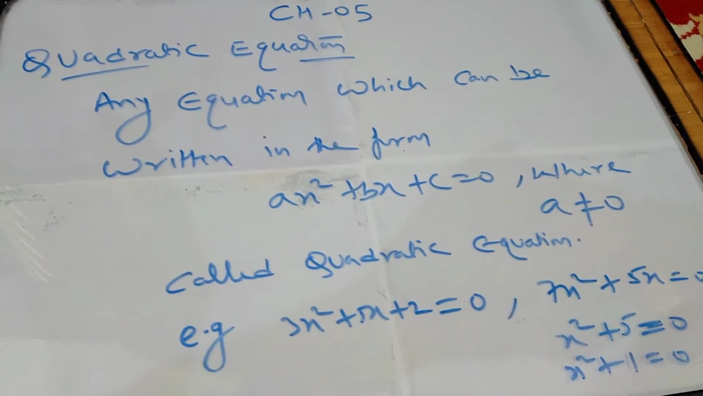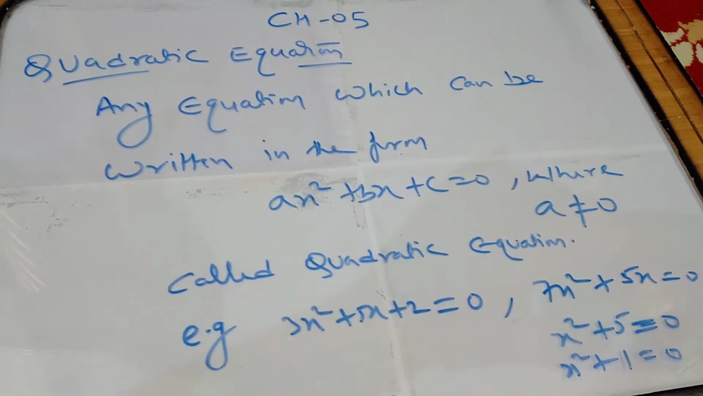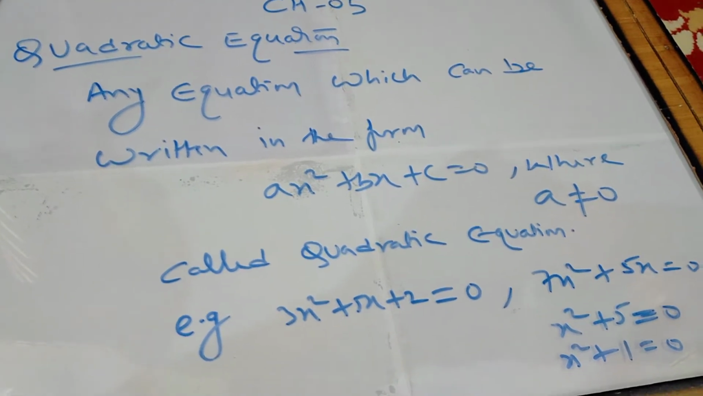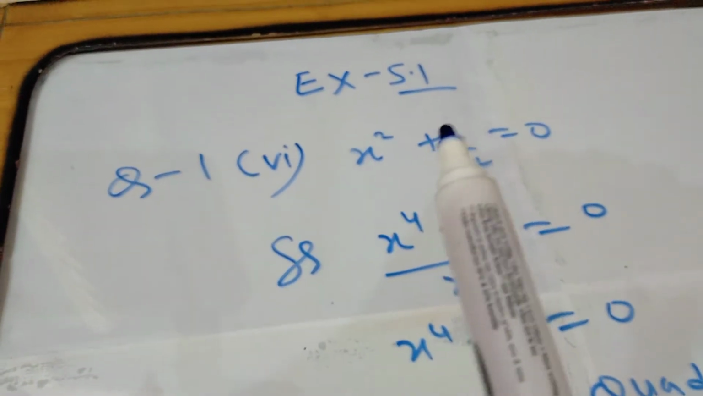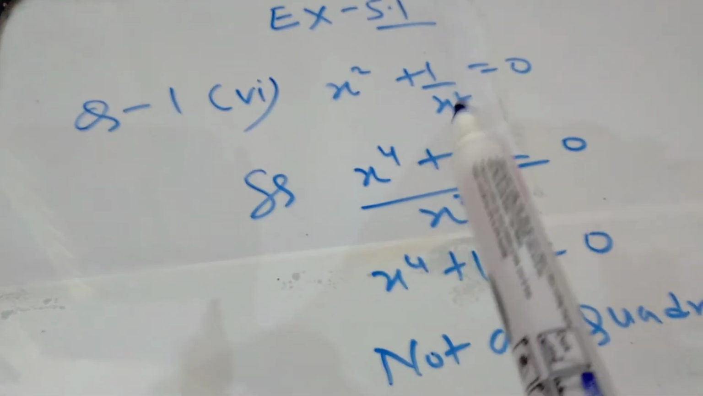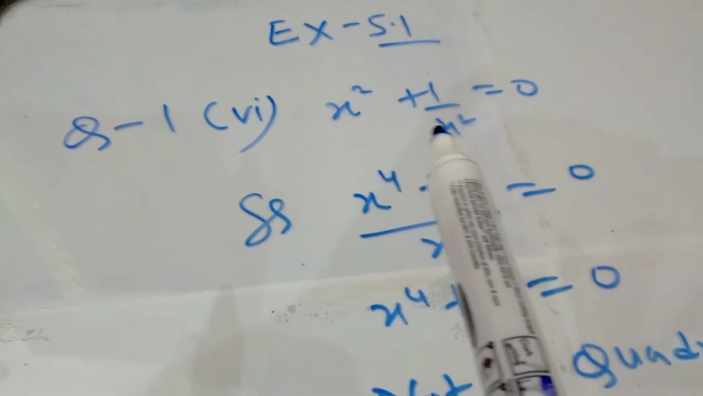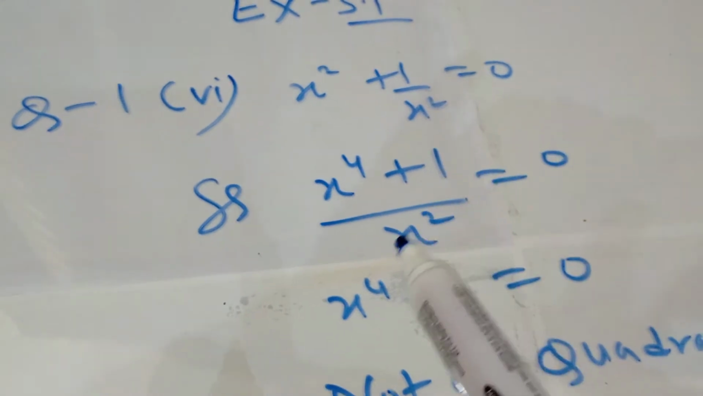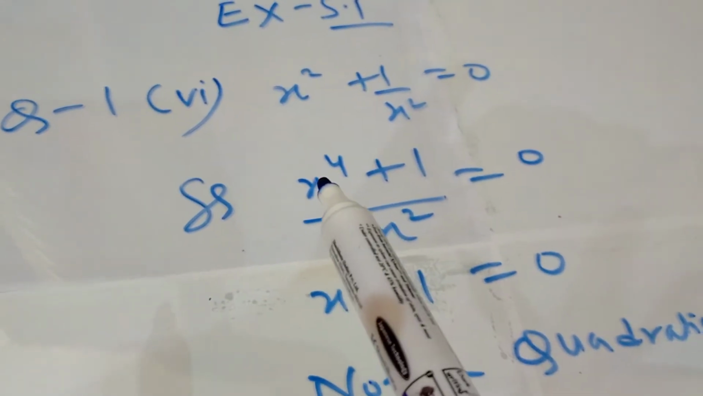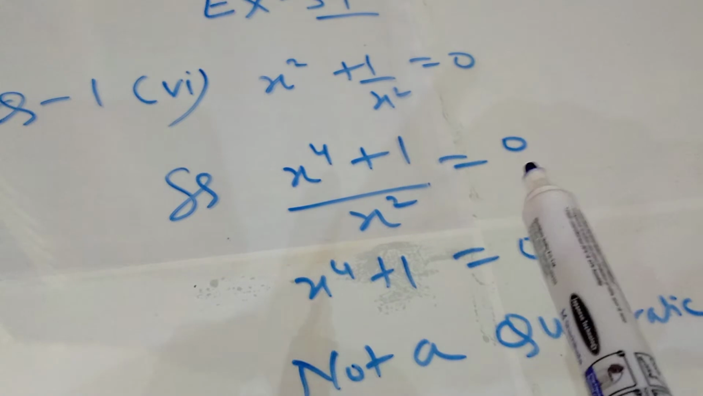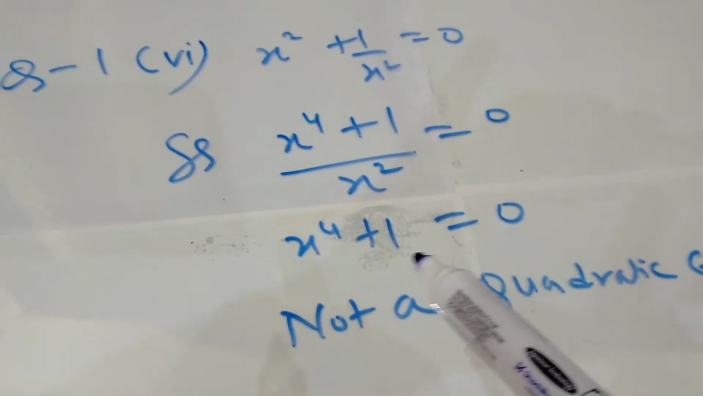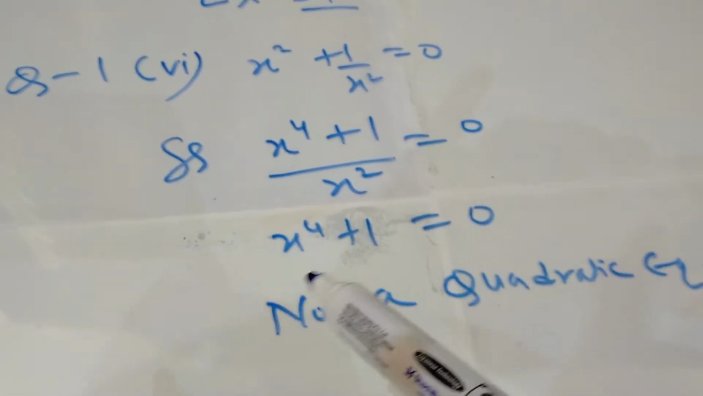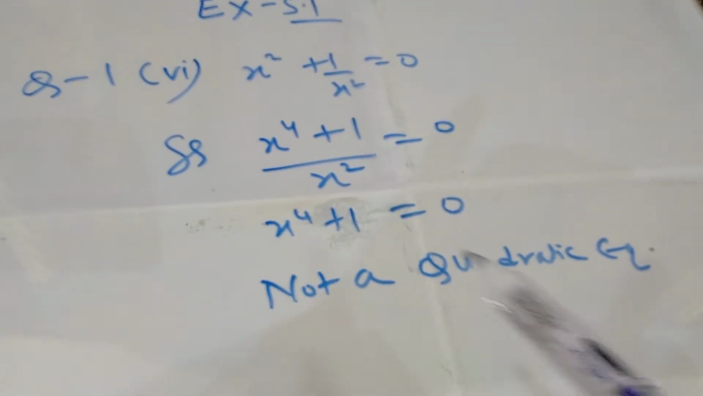Now today we will learn how to solve a quadratic equation and what is the solution of a quadratic equation. So let's start the exercise. In the first exercise, this is 5.1, it is given, and I have to check whether this is a quadratic equation or not. So look here, x square plus 1 upon x square plus 0. After taking the LCM, it has become x to the power 4 plus 1 upon x square is equal to 0. Surely by cross multiplication I will get x square plus 1 is equal to 0, which is not a standard form of a quadratic equation. Therefore, it is not a quadratic equation.